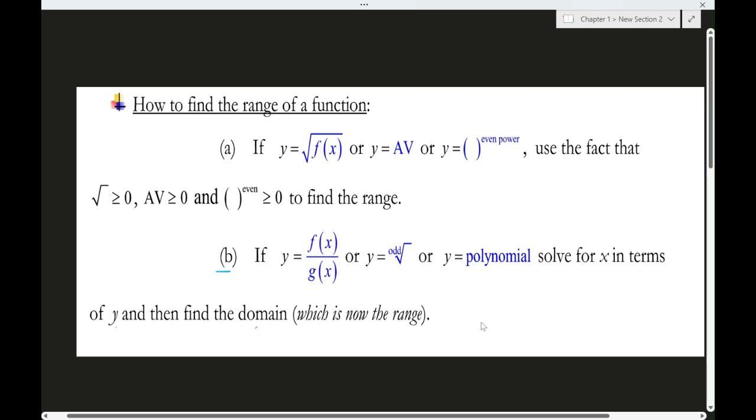Hello viewers, in this video we'll be discussing how to find the range of a function, and we'll be using this guide.